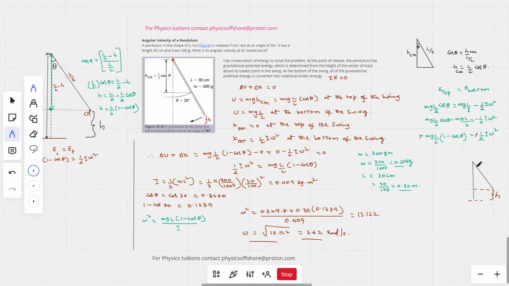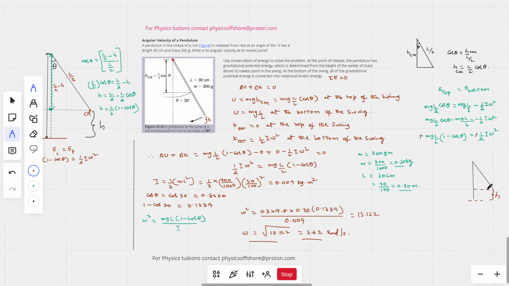Here the rod is a uniform rod. Therefore, the center of mass lies at the center of the rod. The length of the rod is L, so at L by 2 we have the center of mass located. What is center of mass? Center of mass is the point where the entire mass of the object appears to be concentrated. For a uniform rod, the center of mass is the midpoint of the rod.